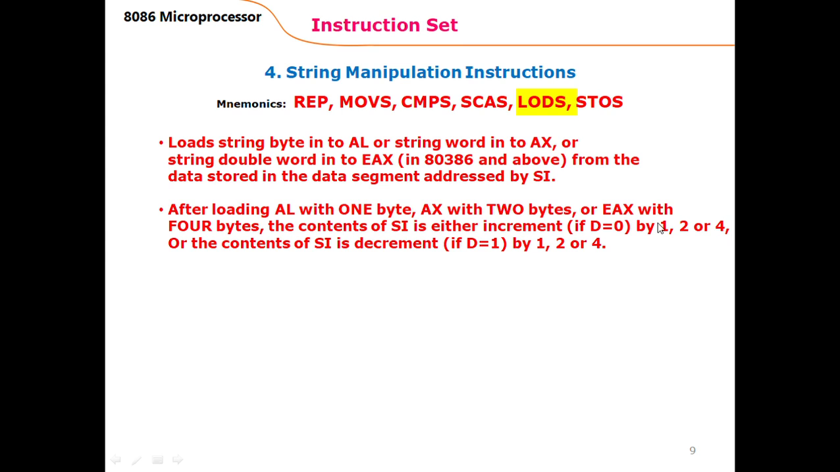And the same happens here. In case of AL, it is incremented by 1. In case of AX, it is incremented by 2. And in case of EAX, it is incremented by 4. So depending on the number of bytes that are loaded, the SI register is incremented or decremented by that number.